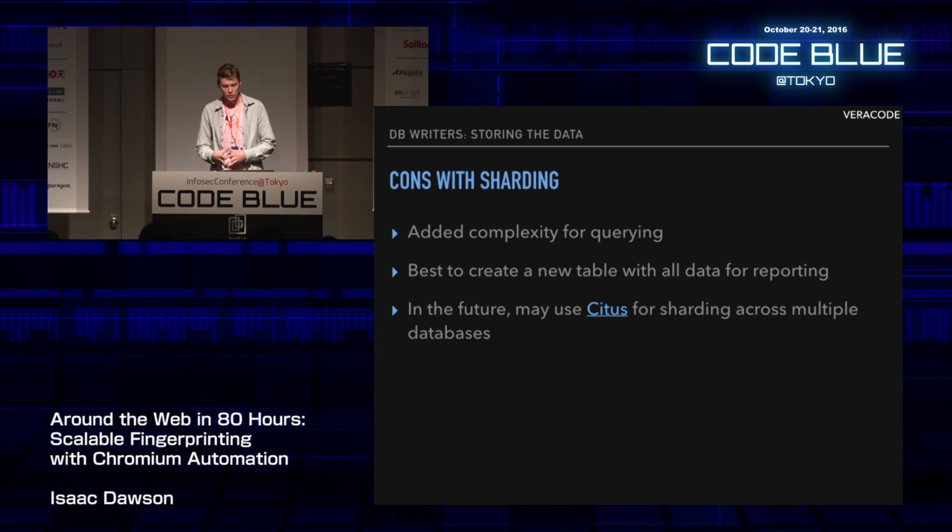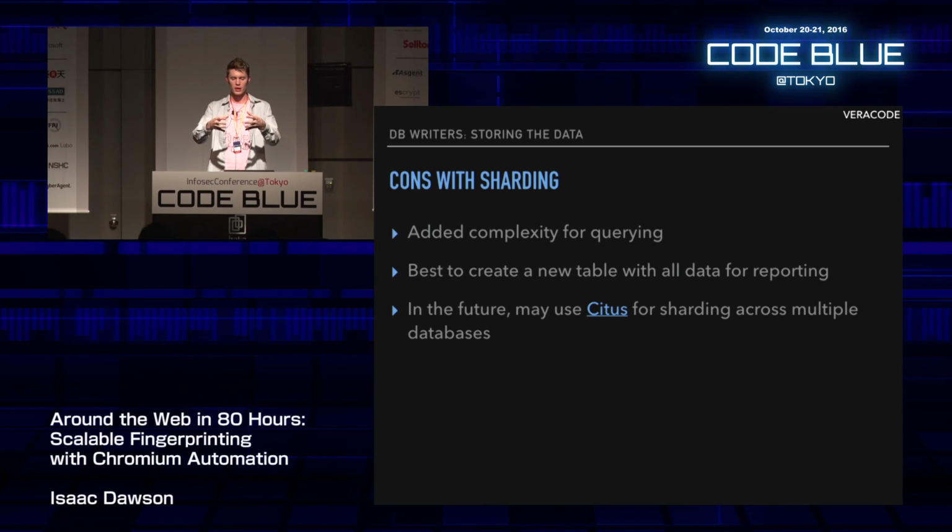Now, there are some downsides with sharding. First off is complexity for querying. Doing any sort of select statements on 32 tables is not fun. What I ended up doing is just creating a new table and extracting particular data I was interested in, namely security headers.